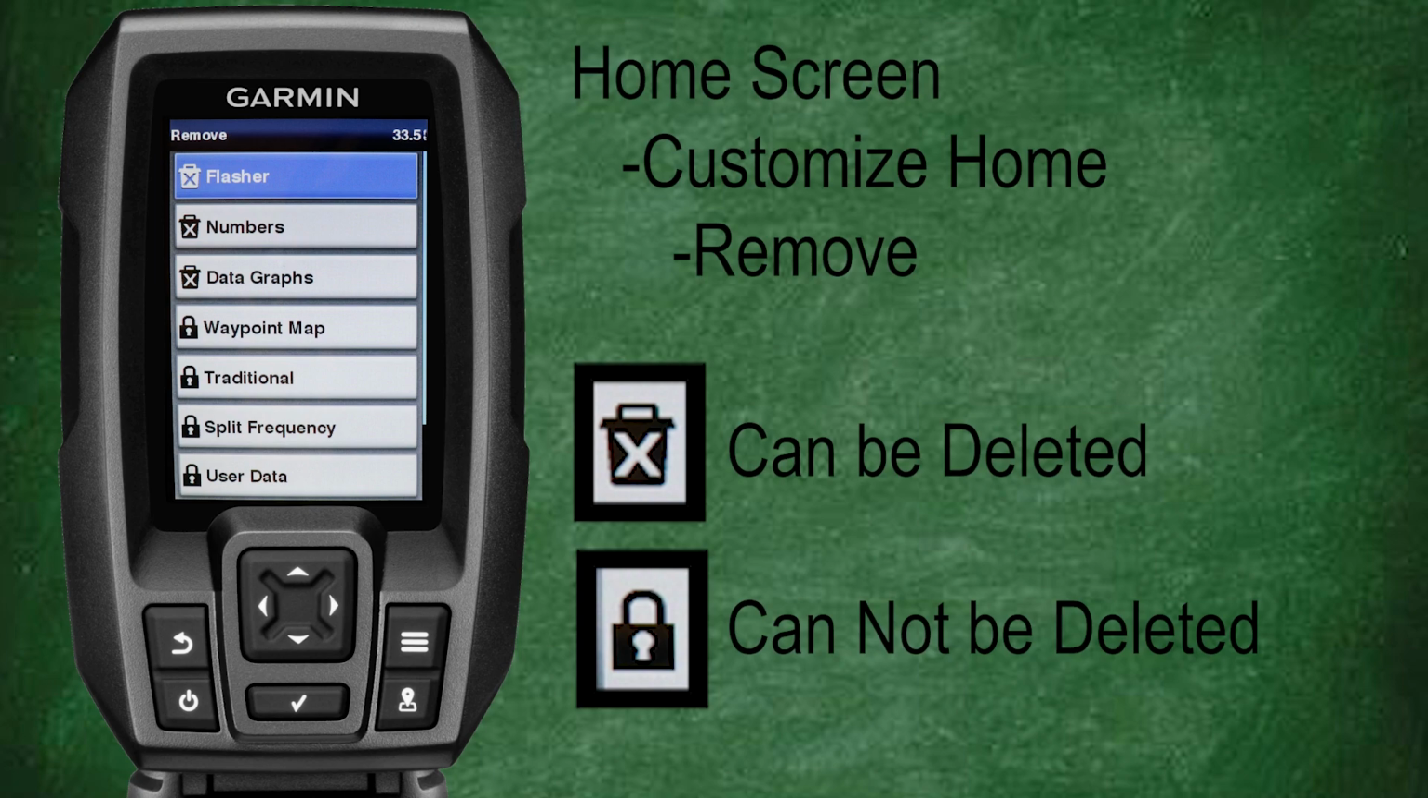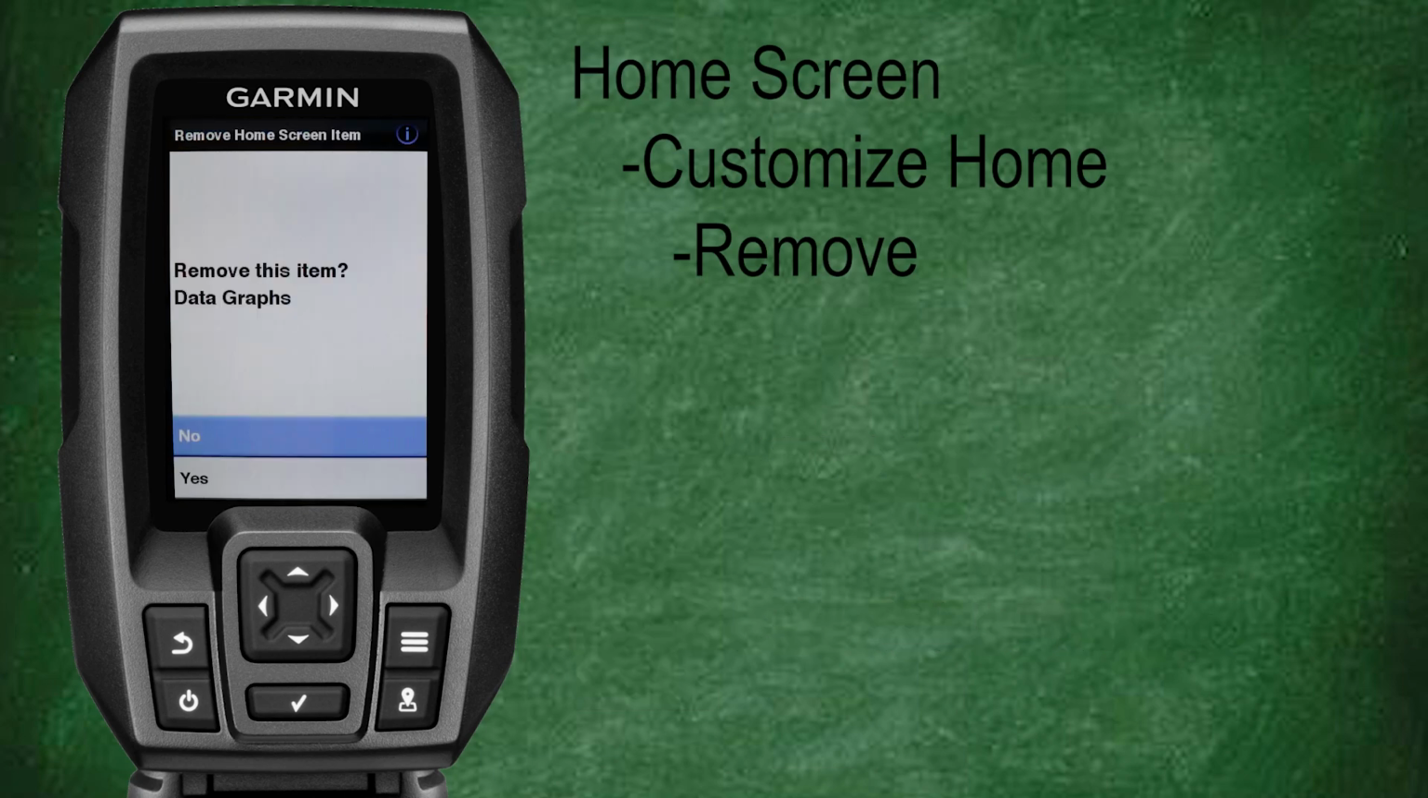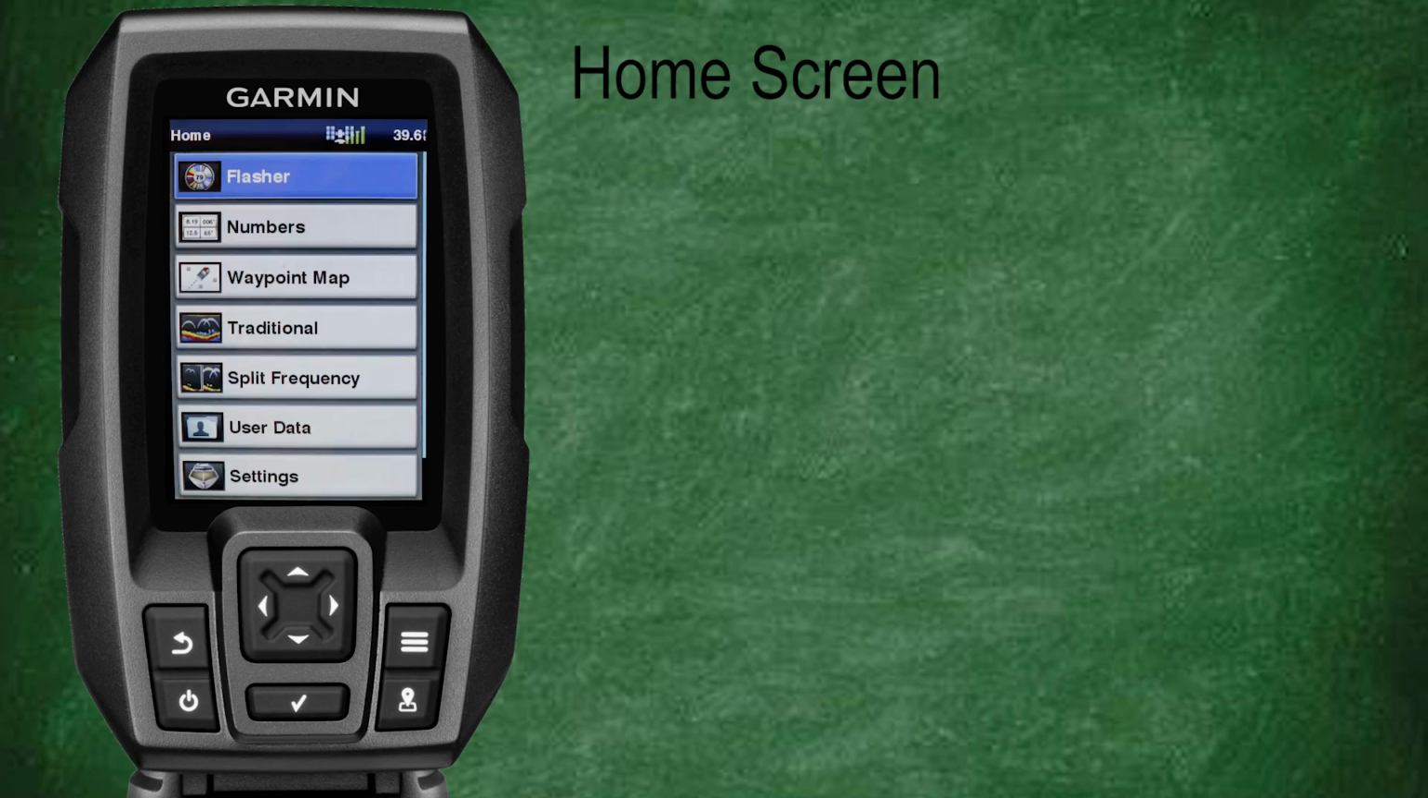Now, since I don't use the data graph feature, I'm going to scroll down and select Data Graph. Once you select the feature to delete, you'll get a message to verify that you do indeed want to delete this feature. In our case, we're going to select Yes, and this will delete the feature from your home screen. Now, as a tip, you can always add any feature you've deleted back to your home screen at a later time if you like.